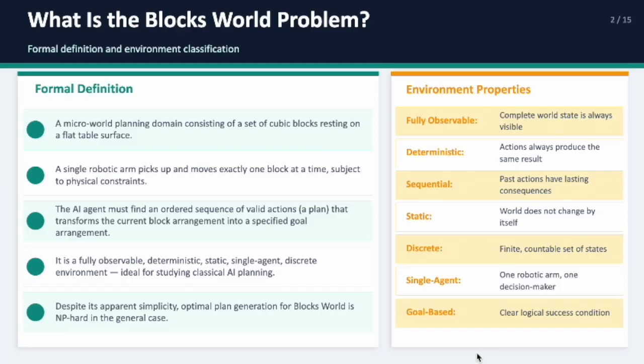But here is the catch listed at the bottom of the definition. Despite looking simple, finding the optimal plan for the blocks world problem is actually NP hard in the general case. The problem scales extremely badly, and that's what makes it genuinely interesting for AI researchers.